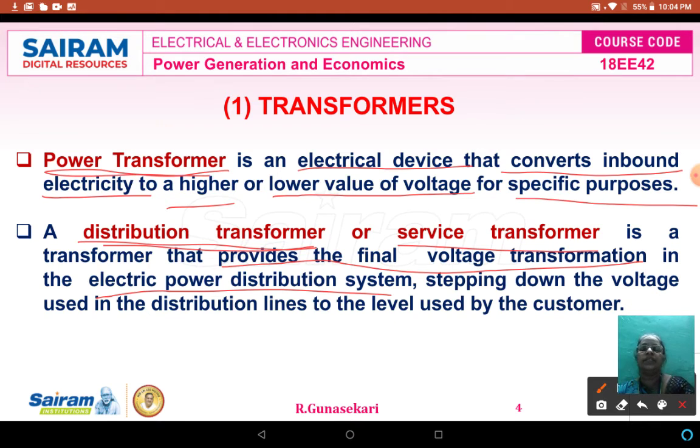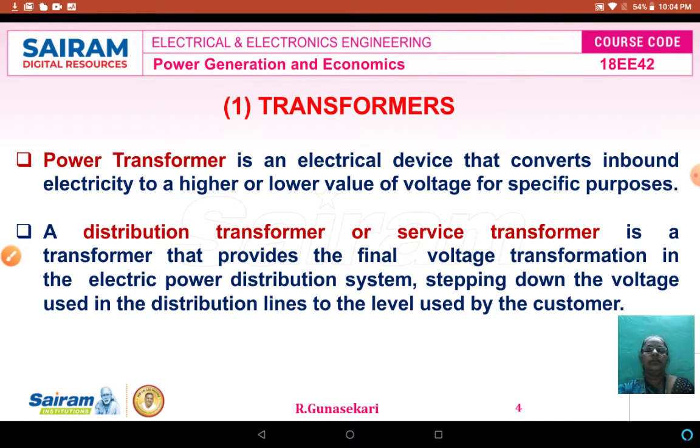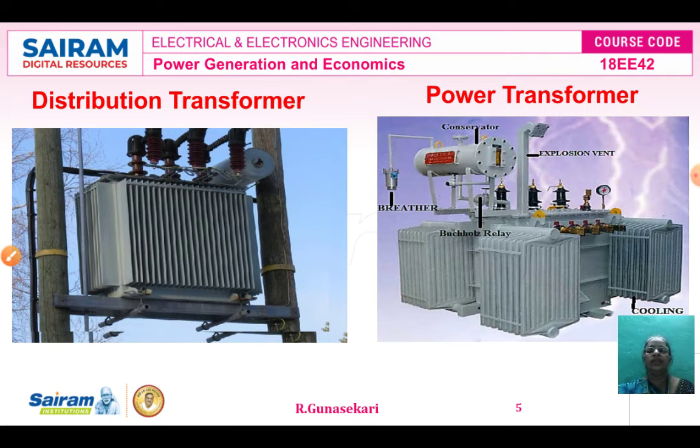The power transformer is used after the generating station, that is at the primary transmission level, secondary transmission level, receiving end level, and substation level only. The power transformers are used there. In the primary distribution and secondary distribution, we are using the distribution transformer. Okay, then you see the images.